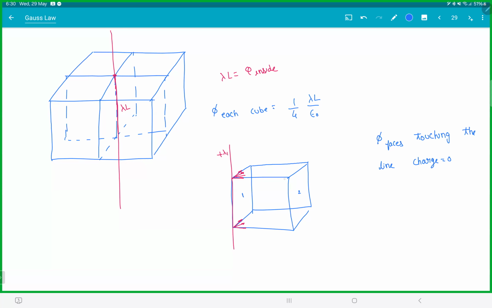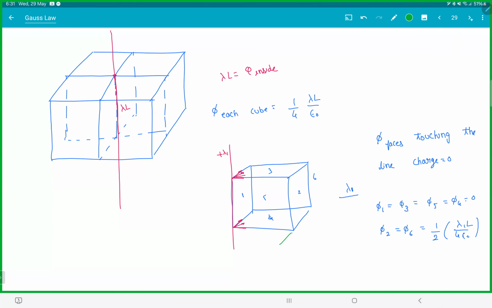So 1, 2, 3, 4, 5, 6. Due to this red one, I'll call it phi 1. Due to lambda 1, who all are 0? 1 is touching, 3 is touching, 5 is touching, 4 is also touching. The only two remaining are 2 and 6, which will take equal flux by symmetry. So they will take half of the total flux, which is lambda 1 L by 4 epsilon. Clear?